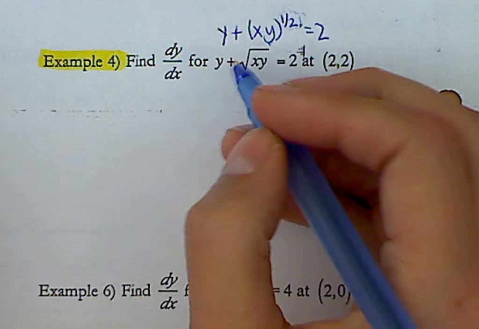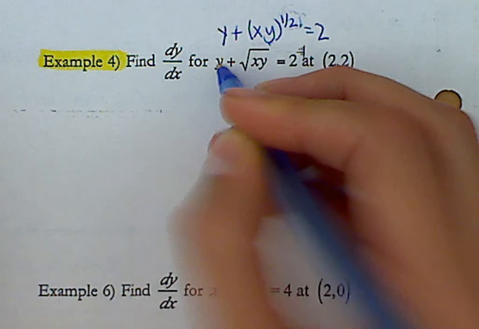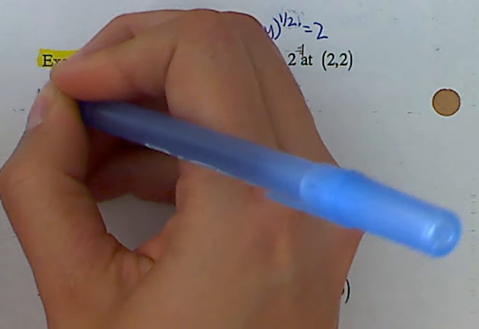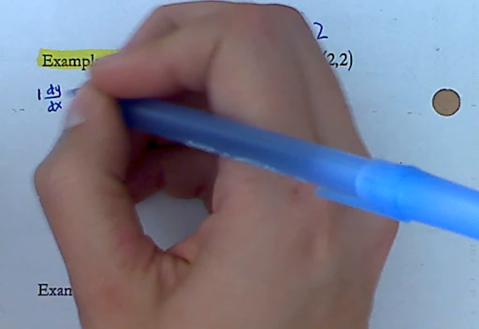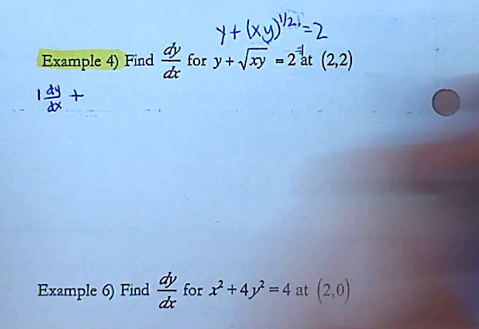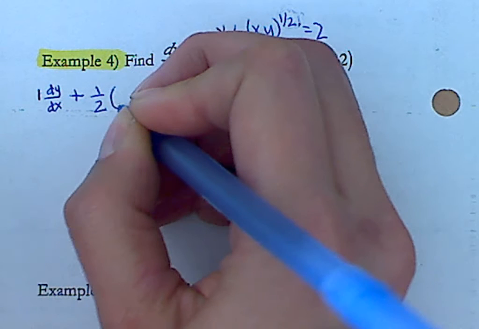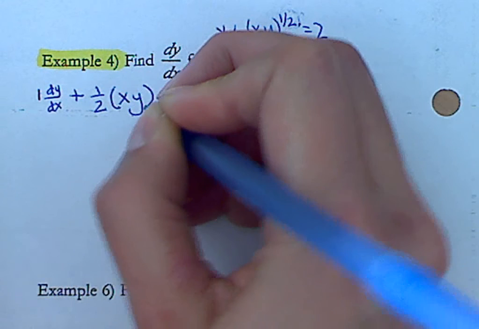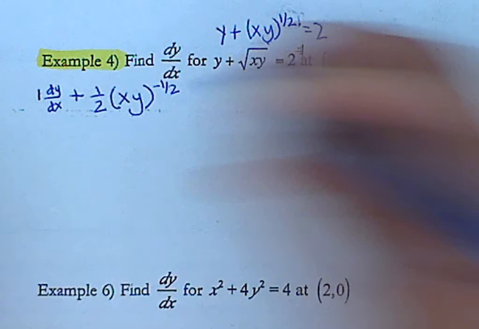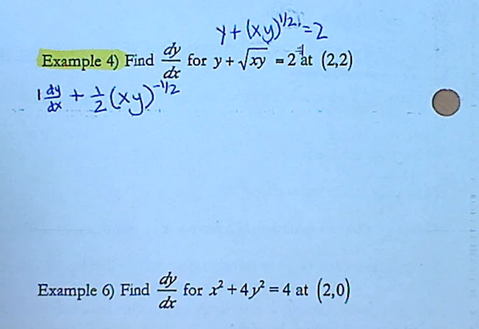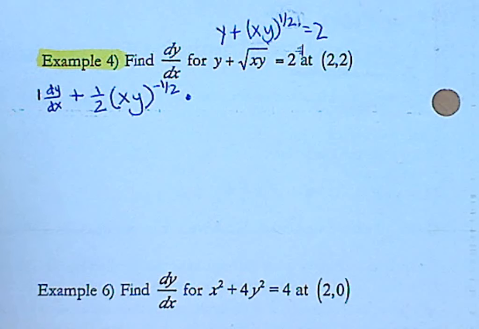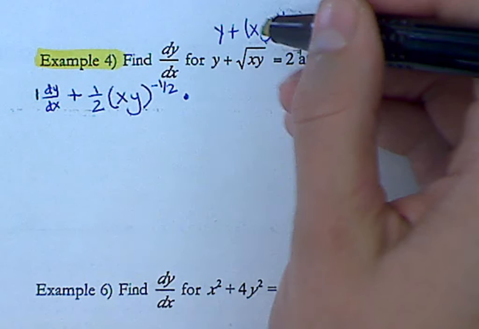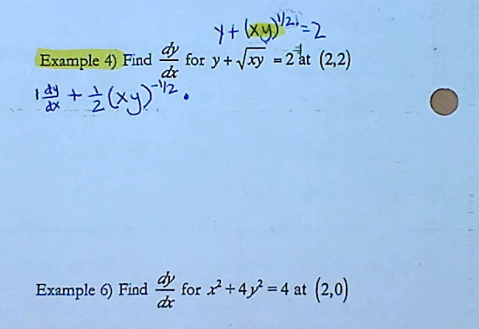So the derivative of y is 1 dy/dx. Then I have to do my power rule, so that is 1/2. My inside function stays the same, and the new power is -1/2. And now I have to multiply times the derivative on the inside. So I'm going to highlight my inside, and that is what I'm finding the derivative of right now, x times y.